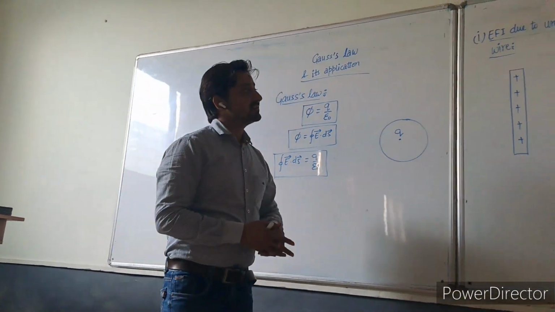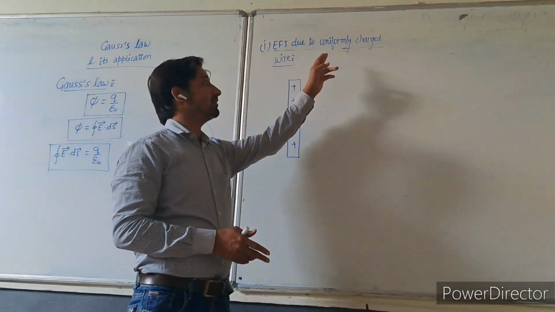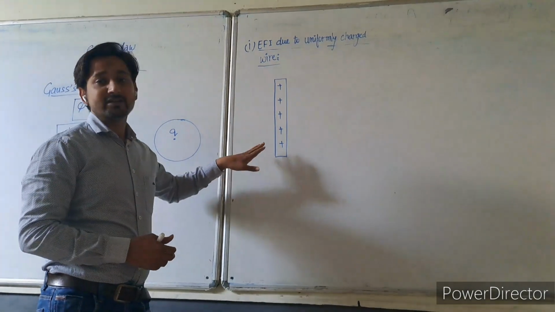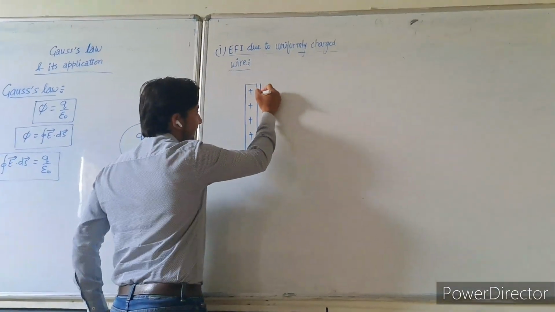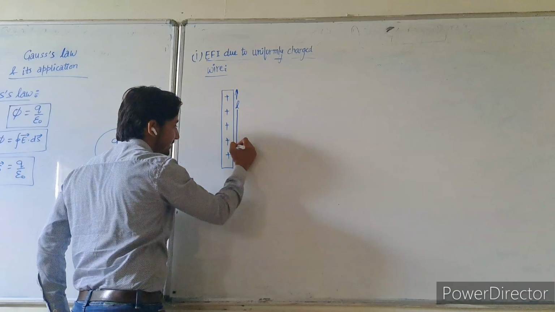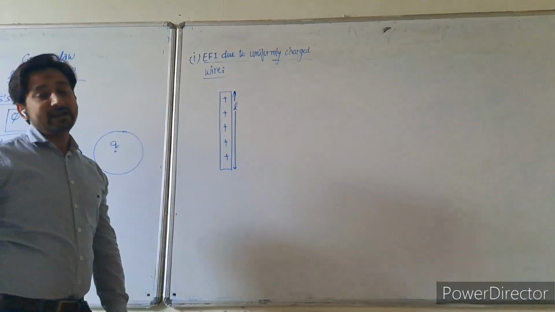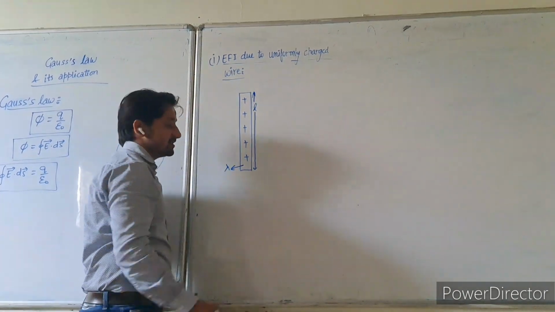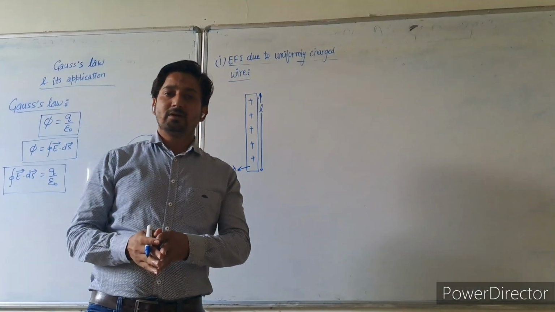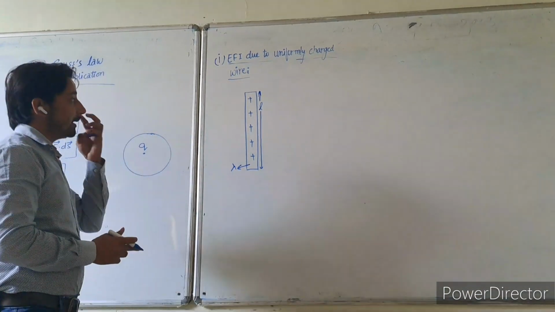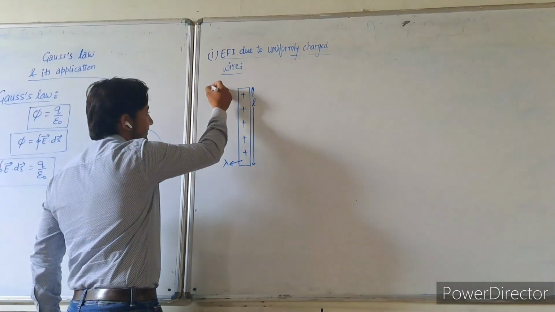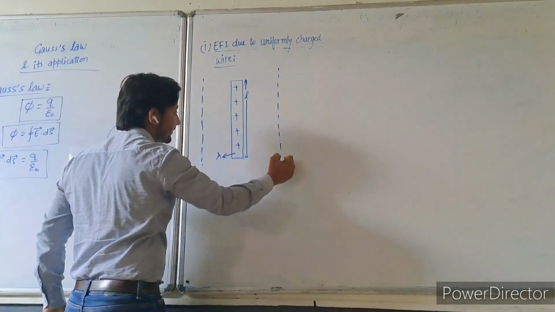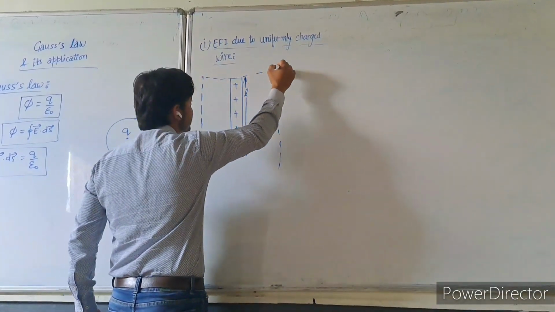Okay, now as you can see here, we will find the electric field intensity due to a uniformly charged wire. Suppose this is my wire, its length is L and charge is uniformly distributed over its length, and its linear charge density is lambda. Before solving this application, we will draw a Gaussian surface around it. Okay, so this is my Gaussian surface.